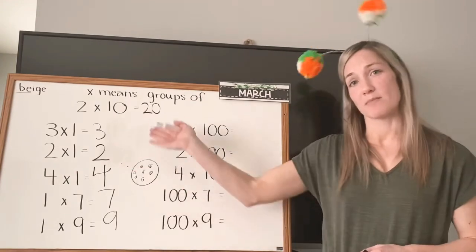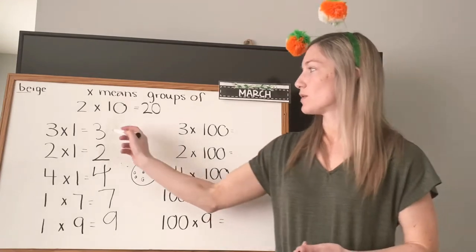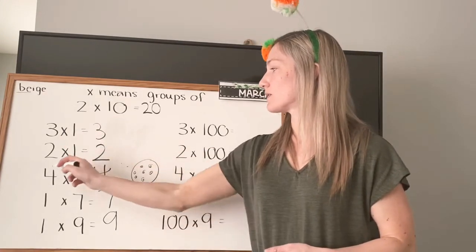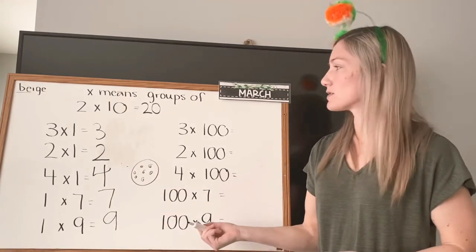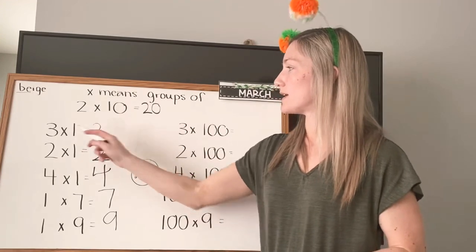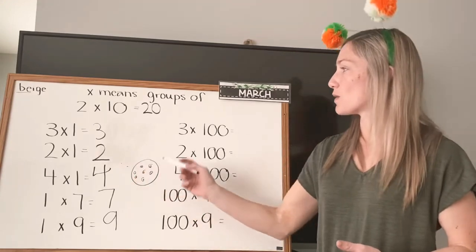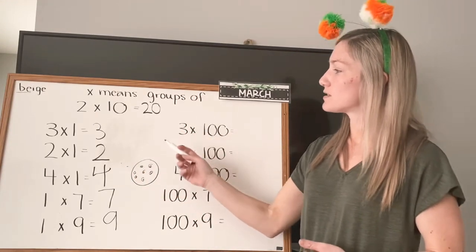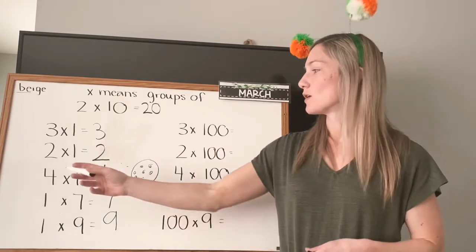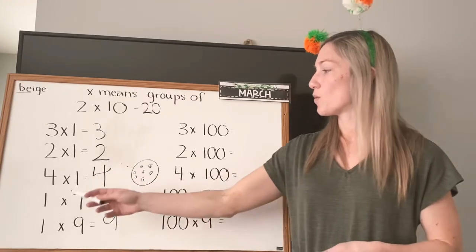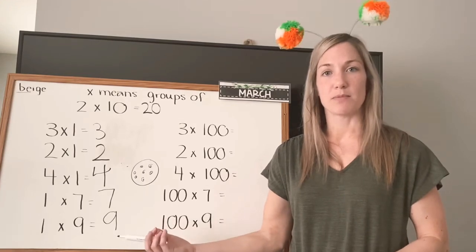An easy trick to remember when we multiply by 1, anytime we multiply something by 1, what do we notice about the answer? We just keep the same number. The answer is the same. 3 times 1 is 3. 2 times 1 is 2. 4 times 1 is 4. Even when we say it backwards, 1 times 7 is 7. 1 times 9 is 9. A number multiplied by 1 is just itself.